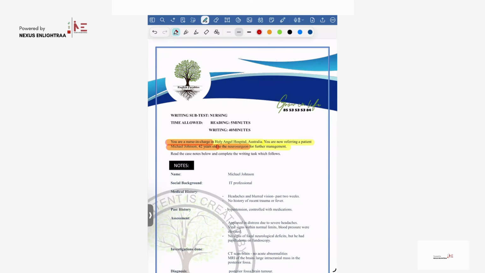So basically, when you're writing to a neurosurgeon, he needs to have an idea about the patient, a little bit about the background. Why did he come to hospital? What was found on examination, and what investigations were done on him, and what investigations showed, and what the diagnosis is, and what is the next plan.